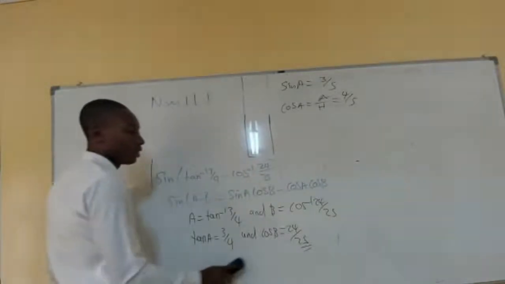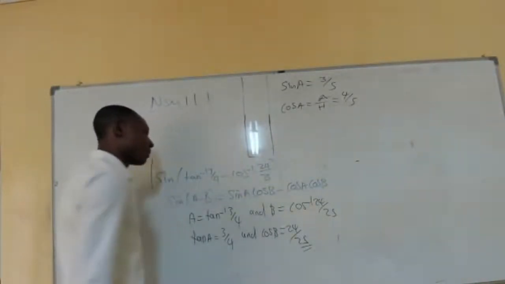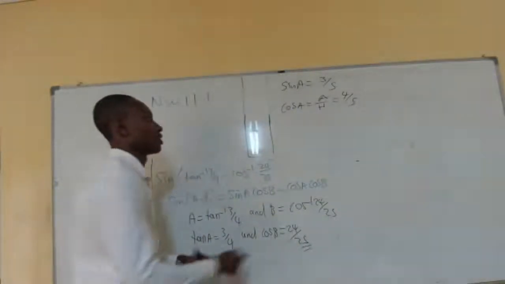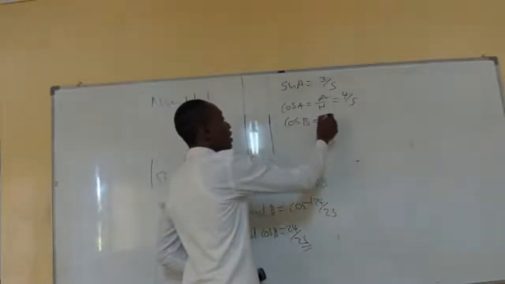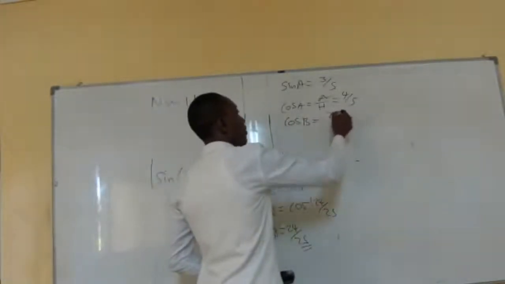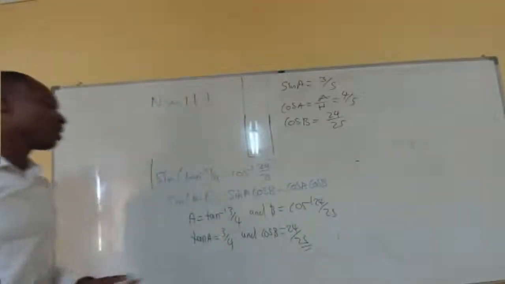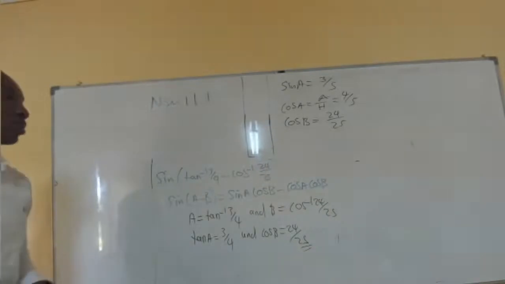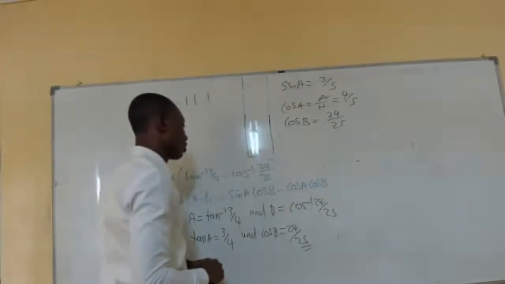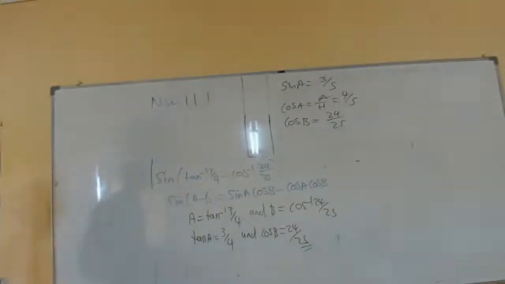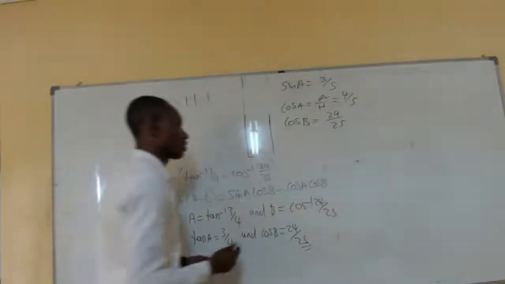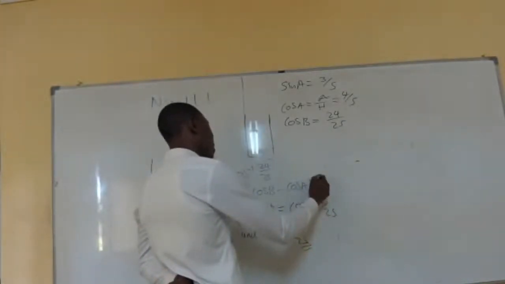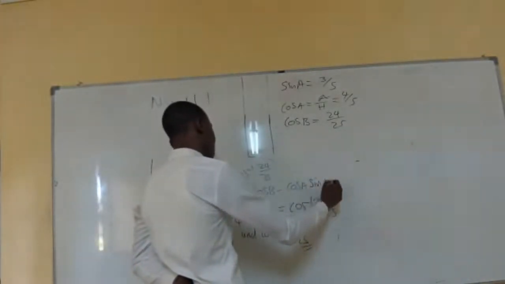Okay, so in this case we know that cos B is 24 over 25, which is basically more straightforward. So here we have cos B equals 24 over 25, okay? So this one has been made straight for us. So cos B is 24 over 25. But now we don't know what sine B is.